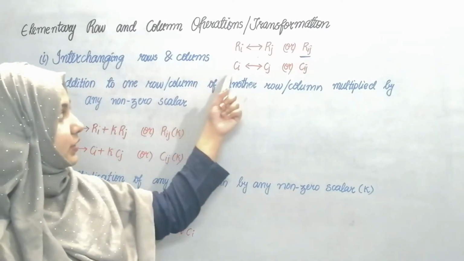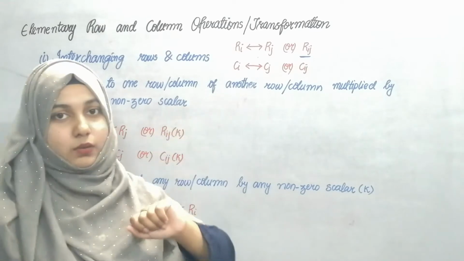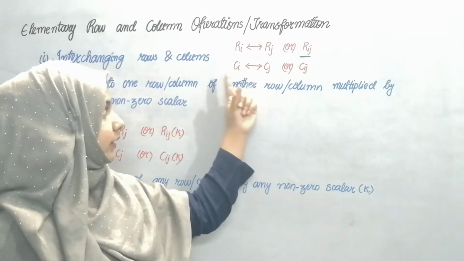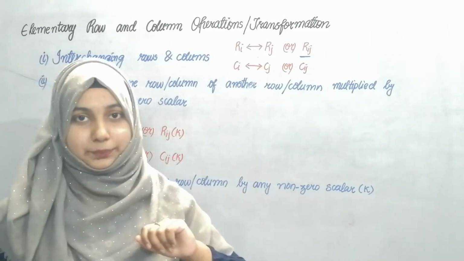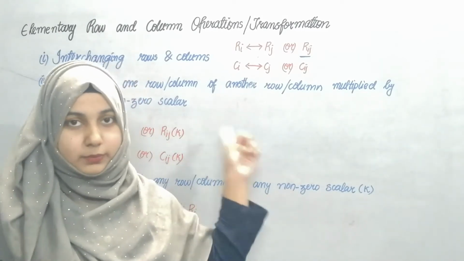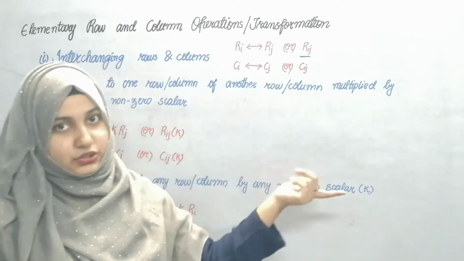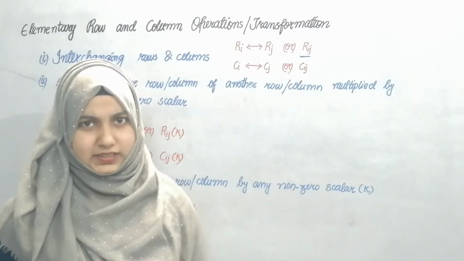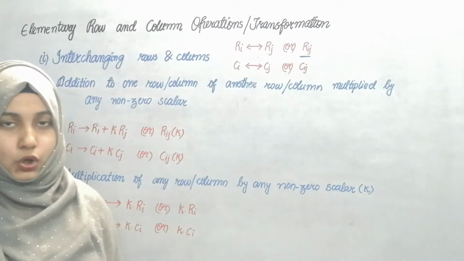Suppose I want to interchange the columns, ith column and jth column. If I want to interchange, then what? Ci being interchanged with Cj. Okay? Clear? Matlab, the ith column is being interchanged with the jth column. Okay? Or I can simply write it Cij. Easy, right? Simply interchanging the rows and columns.